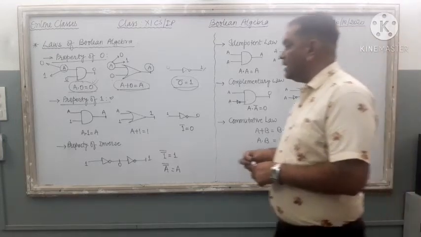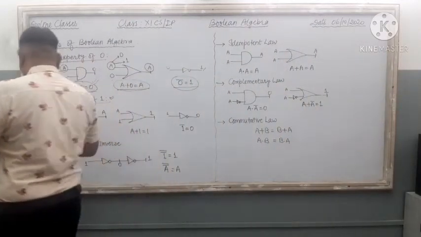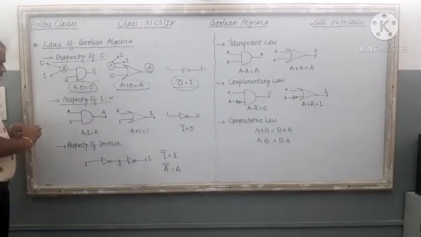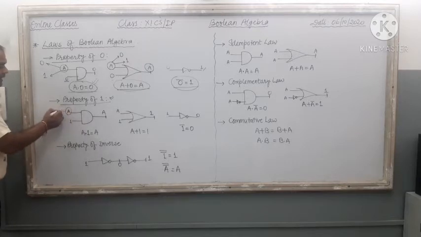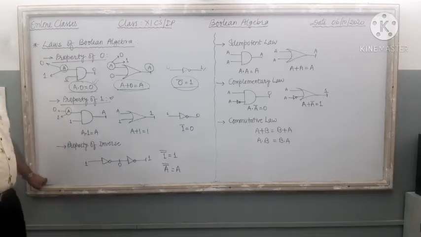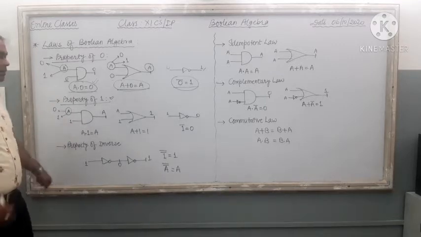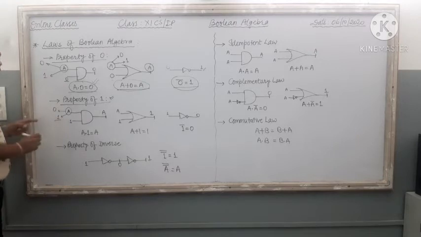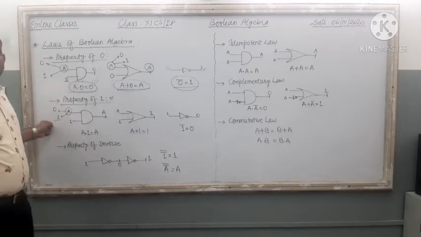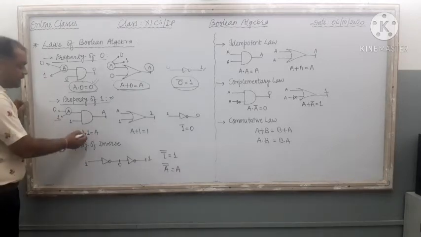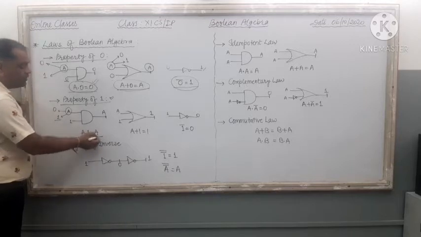First input is A, second input is 1. Now here, two possibilities are there for this A. Either the value A is 0 or the value A is 1. So 0 into 1, result is 0. Now if the value A is 1, 1 into 1, result is 1. So here we can say A dot 1 equal to A.